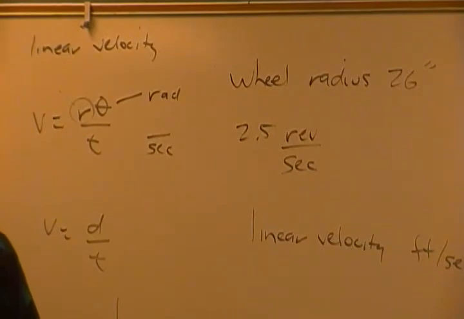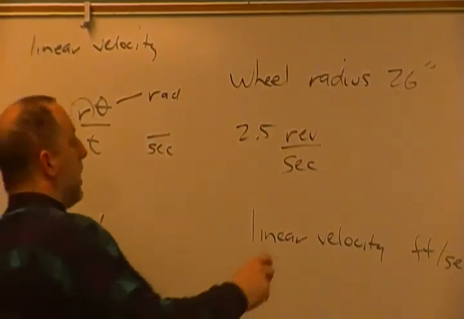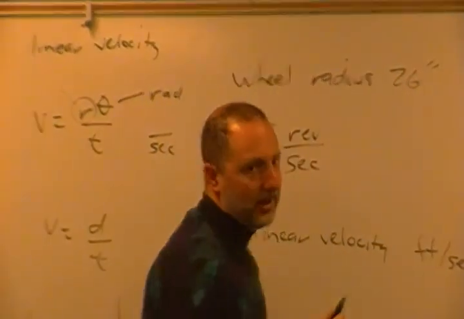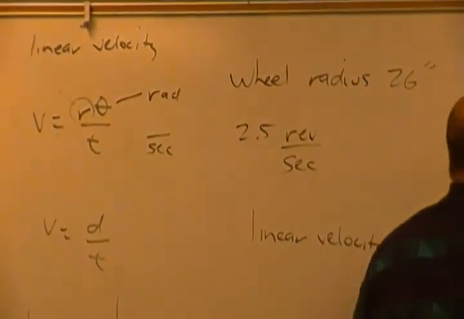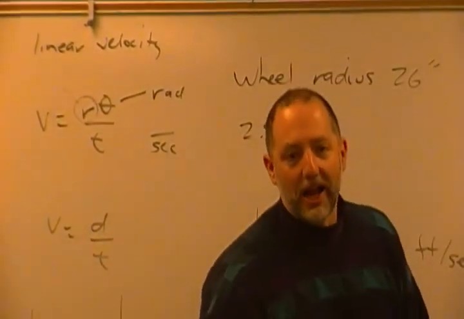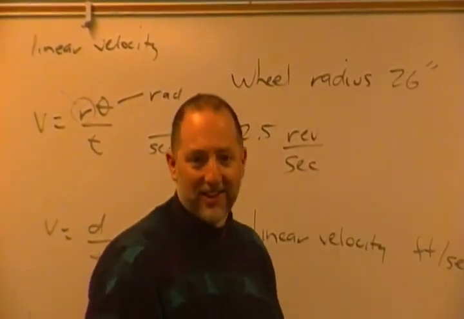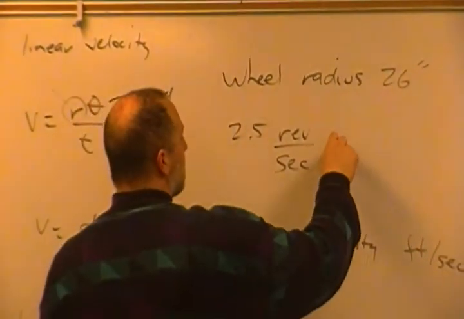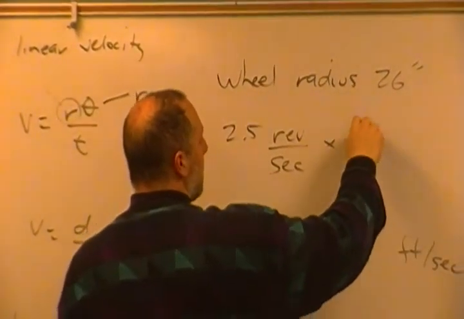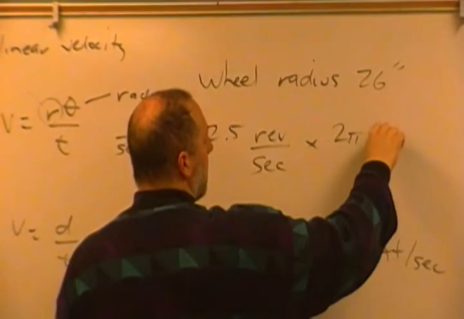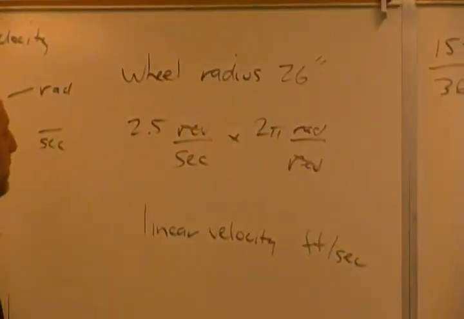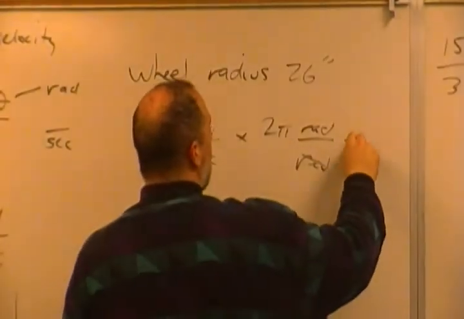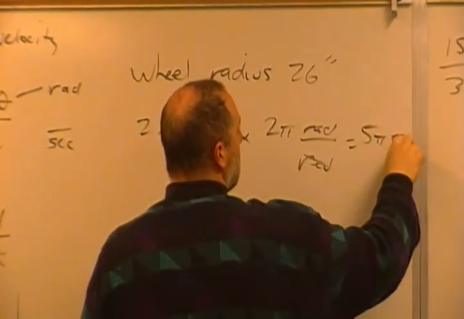2.5 revolutions per second is 5 pi radians per second. Don't forget the pi. Everybody keeps forgetting the pi. How far around the circle? It's 2 pi. Okay, so if I multiply this by 2 pi radians per revolution, my revs are going to cancel out, and I've got 5 pi radians per second.